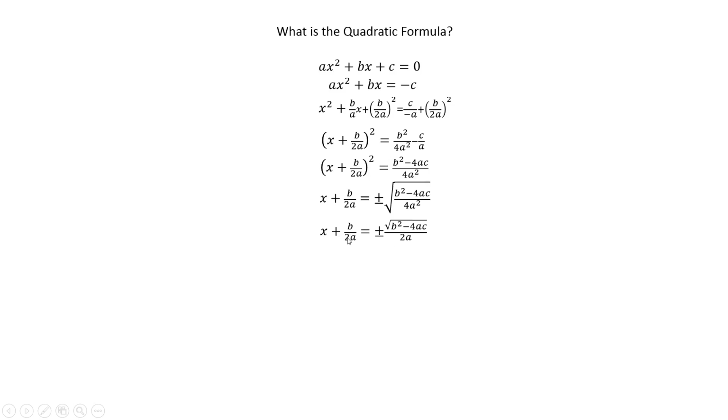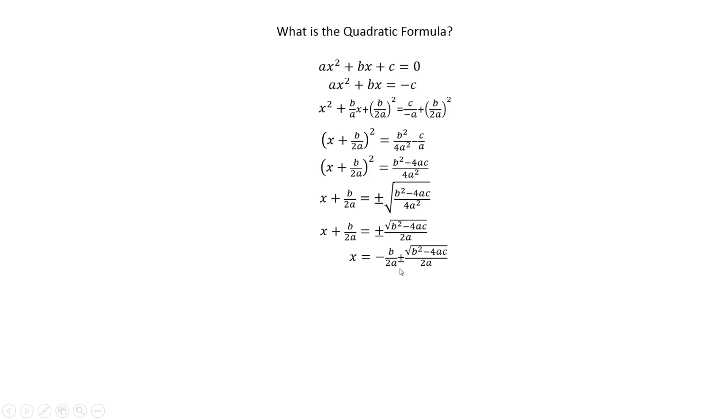And so we have x plus b over 2a equals plus or minus the square root of b squared minus 4ac over 2a. And subtract the b over 2a to the other side. We have negative b over 2a plus or minus square root b squared minus 4ac over 2a. We're going to combine these into one fraction, but before we do, look at this negative b over 2a.